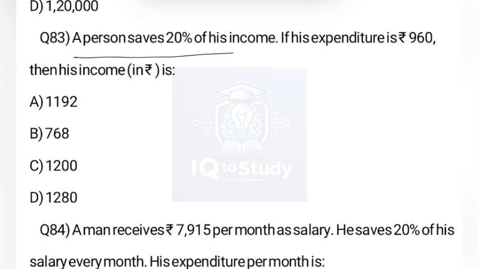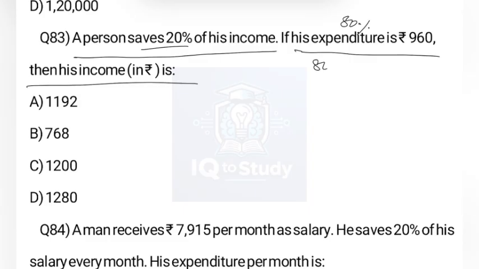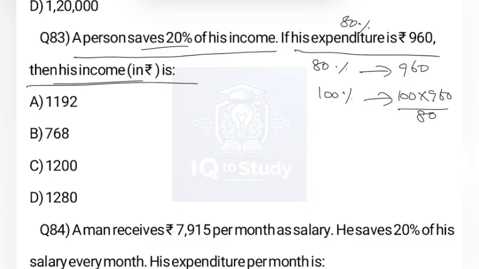A person saves 20% of his income. If his expenditure is 960 rupees, then his income is? If he saves 20%, then expenditure is 80%. So 80% is equal to 960. Then his total income 100% becomes 100 into 960 divided by 80. That is equal to 1200.